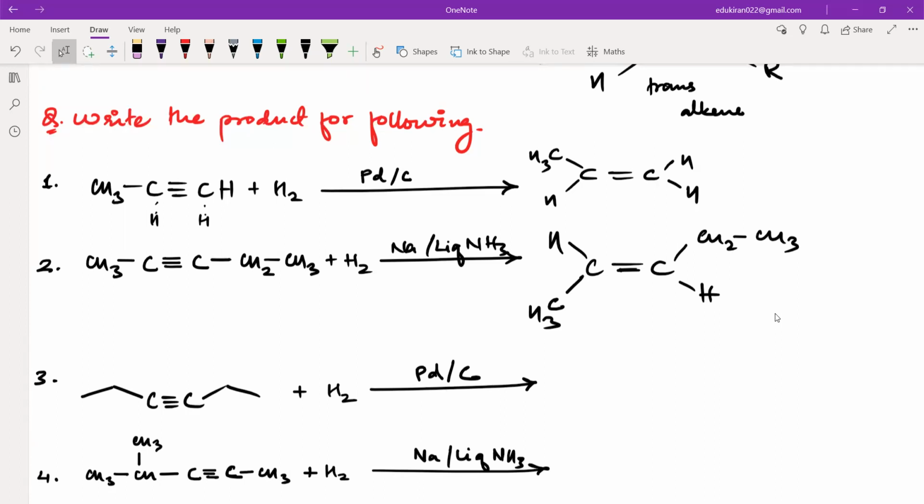So the pi bond is breaking in the alkyne, and you are forming a CH bond on those two carbons where you had the pi bond. The triple bond becomes a double bond, and then you are adding hydrogen.